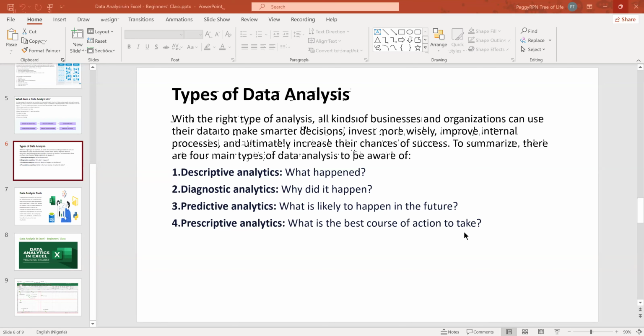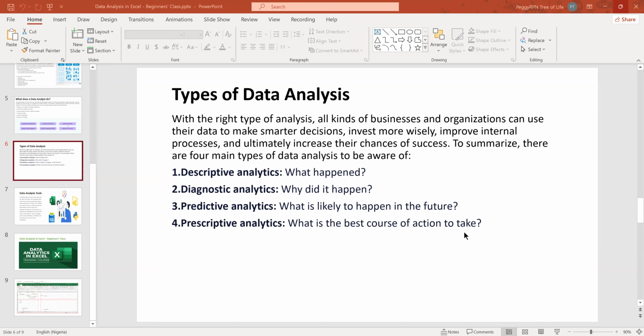What analysis is more like: if I put in this factor, what's the result I will get? It's more like doing an investment. Let me say I want to have 1 million naira worth of savings by next year, July. How much will I put in every month?